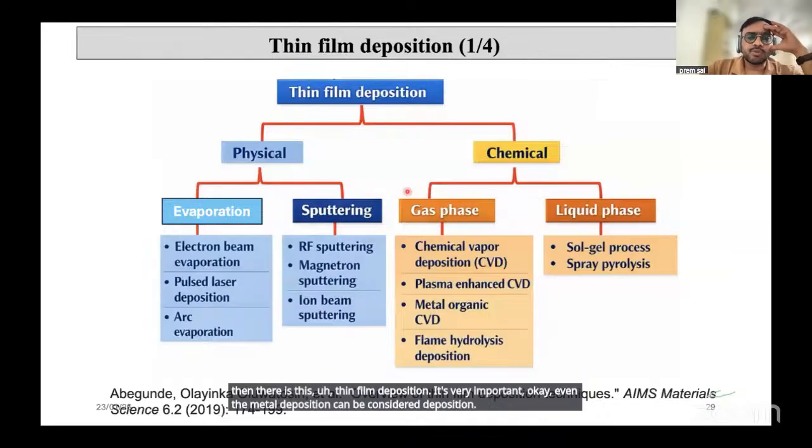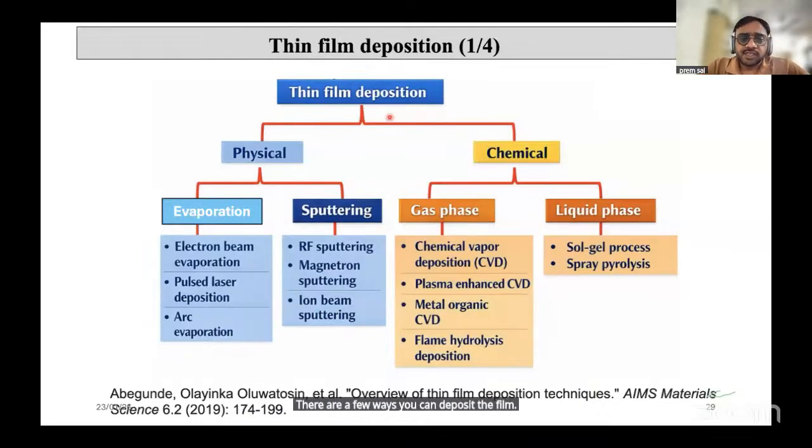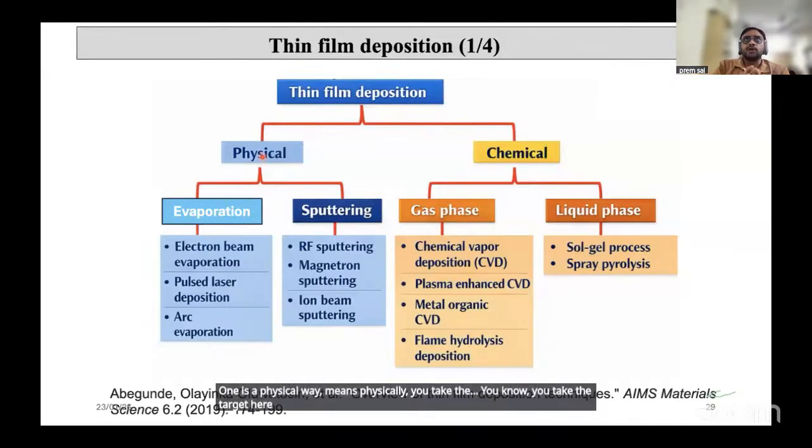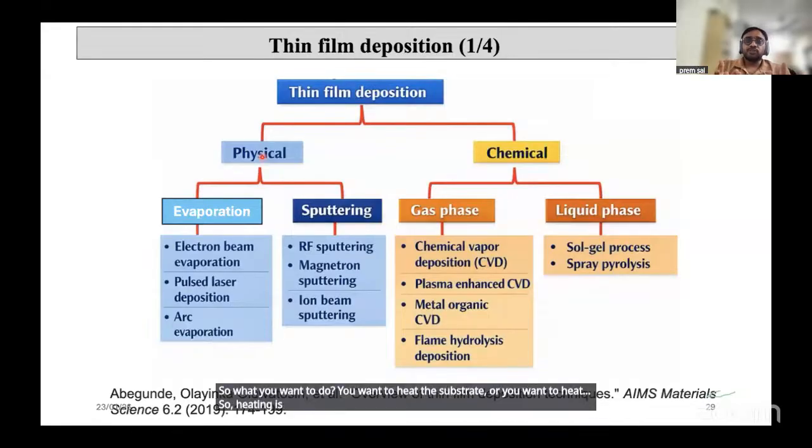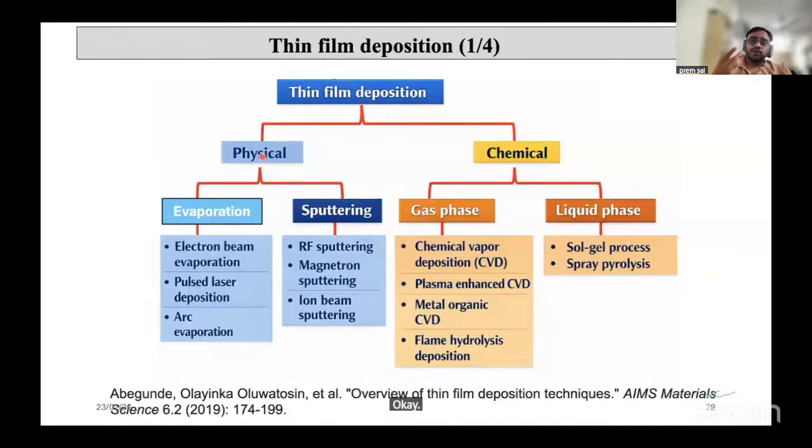There are a few ways you can deposit the film. One is a physical way, which means you physically take the target. Here the target is any metal or any material that you want to deposit. So you want to heat the target. Heating is called evaporation. Then, if you bombard it, you call it sputtering.